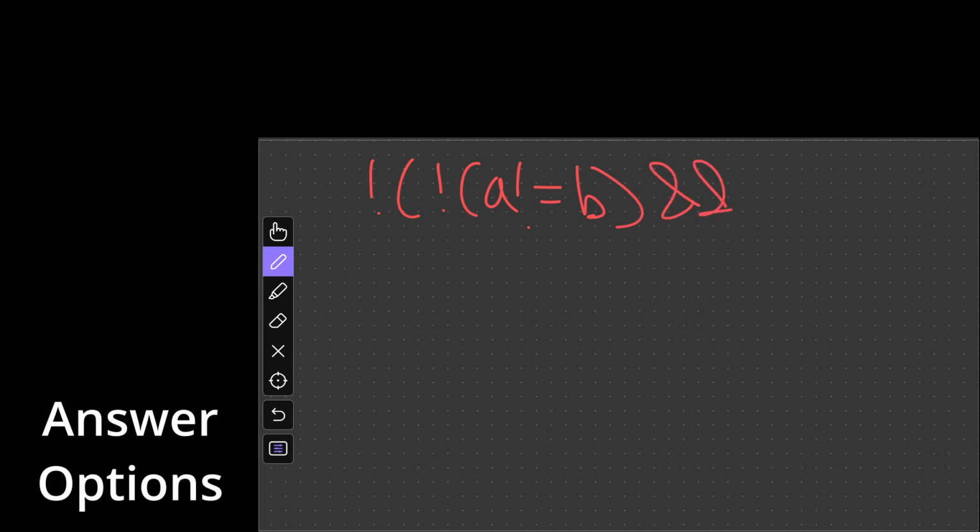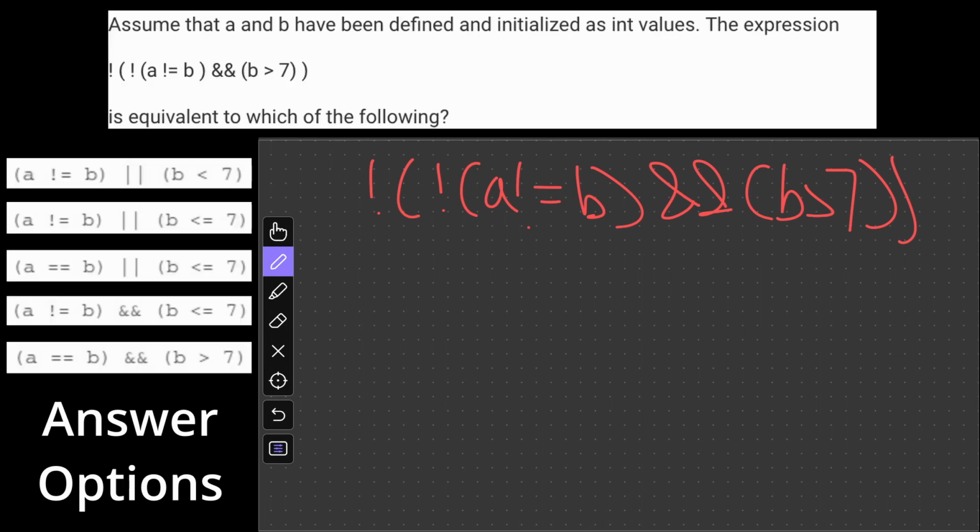Okay, so let's look at one more complicated one where the problem is: not (A is not equal to B and B is greater than 7). That's our problem. And what it's asking for is, assume that A and B have been defined and initialized as values, the expression is equivalent to which of the following.